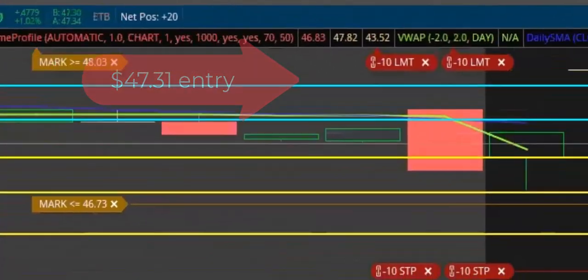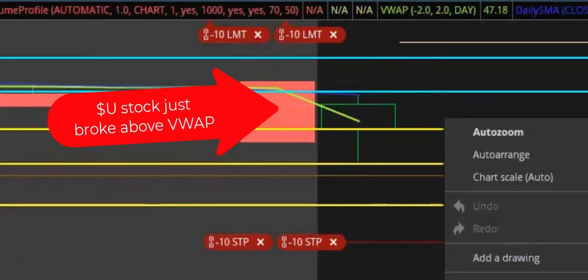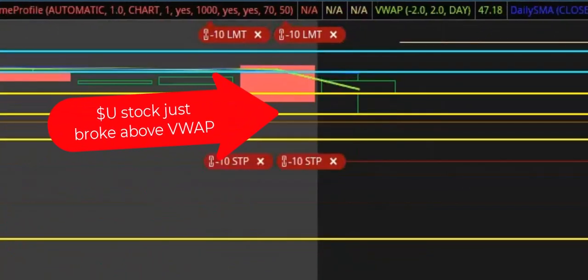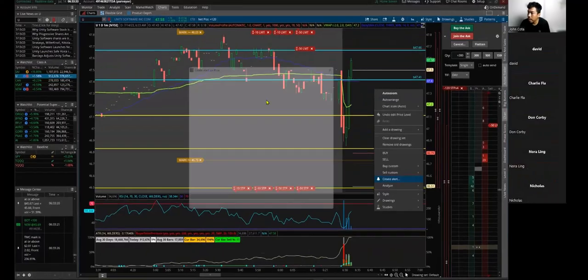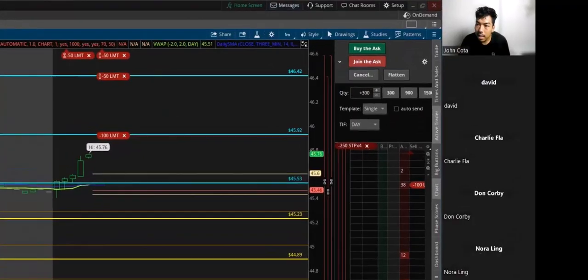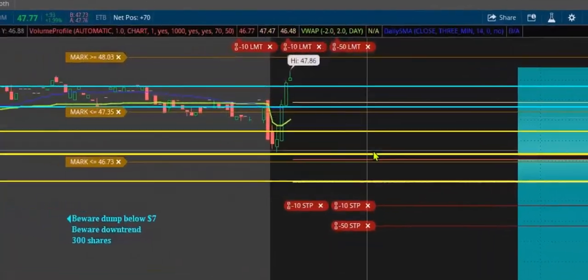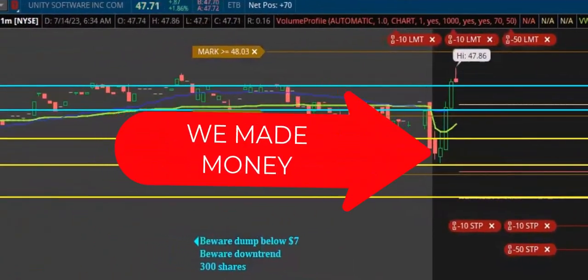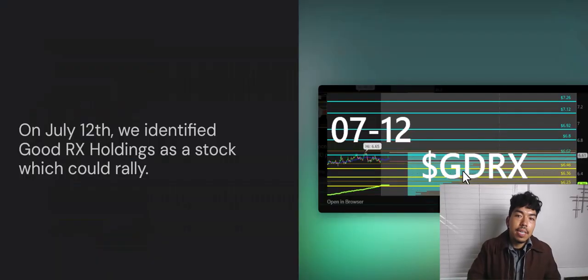Unity software showing a lot of strength, guys. Unity software. Buy some shares. Entry on Unity software. Unity software pushing up to 47.66 right now. Unity software up to 47.86. We're flying here. GDRX is another trade which I took on July 12th.